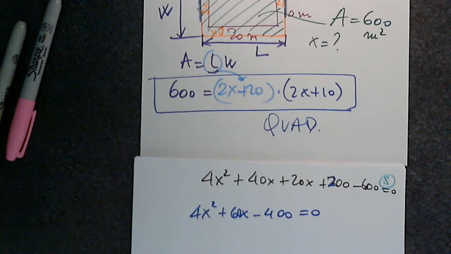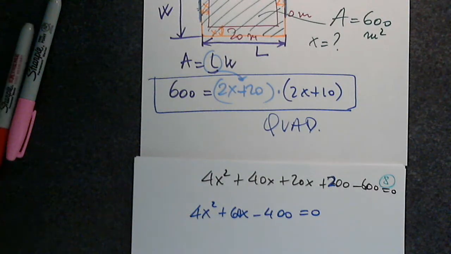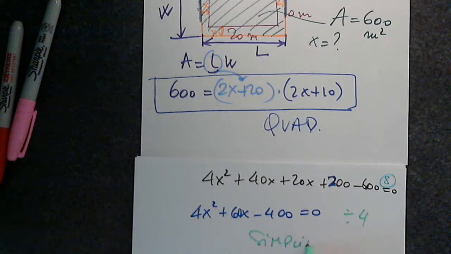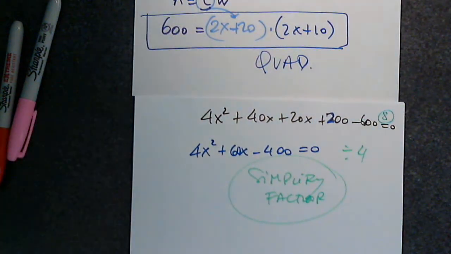Okay. Since you know me a little bit, what do you think I'm going to do next? Go through the methods. Simplify by 4. Remember, simplify and factor are the key words in any math class. So I will definitely simplify by 4 because I can. And this is x squared plus 15x minus 100 equals 0.